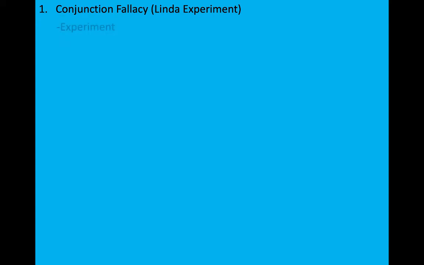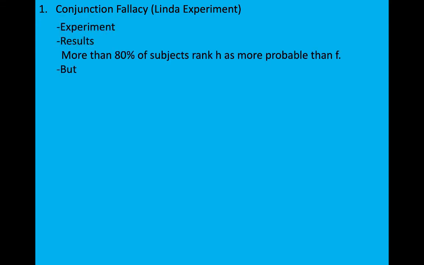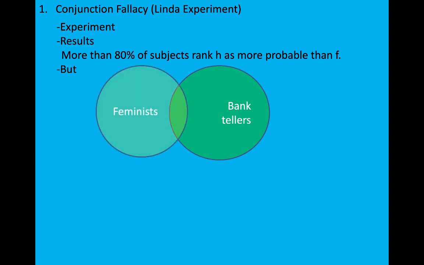Now, the vast majority of people say that Linda is both a bank teller and a feminist is more probable than Linda is a bank teller. Well, that has to be wrong. Why does it have to be wrong? Here we have a depiction of the space of bank tellers. This is all the bank tellers in the universe. And here we have a depiction of the space of feminists. This is all the feminists in the universe. Maybe these circles overlap a bit more, maybe they overlap a bit less. For our purposes, all that matters is they don't have exactly the same members. They don't overlap perfectly. That is, there are some bank tellers who are not feminists, and there are some feminists who are not bank tellers.